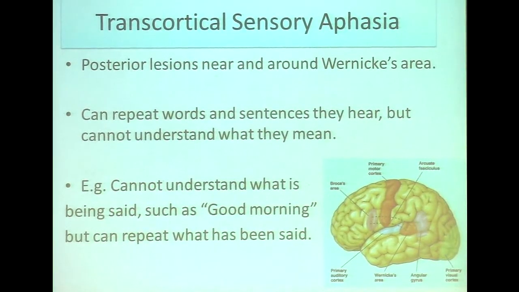Then you get a transcortical sensory aphasia, where you have posterior lesions near and around Wernicke's area. So Wernicke's area is intact, but you have lesions around that area. And when that happens, the person can repeat words and sentences they hear, but they can't understand what they mean. Okay, so they can speak, they can repeat what they're saying, but they don't understand what they're hearing. So they cannot understand what is being said, such as good morning, but can repeat what is being said.